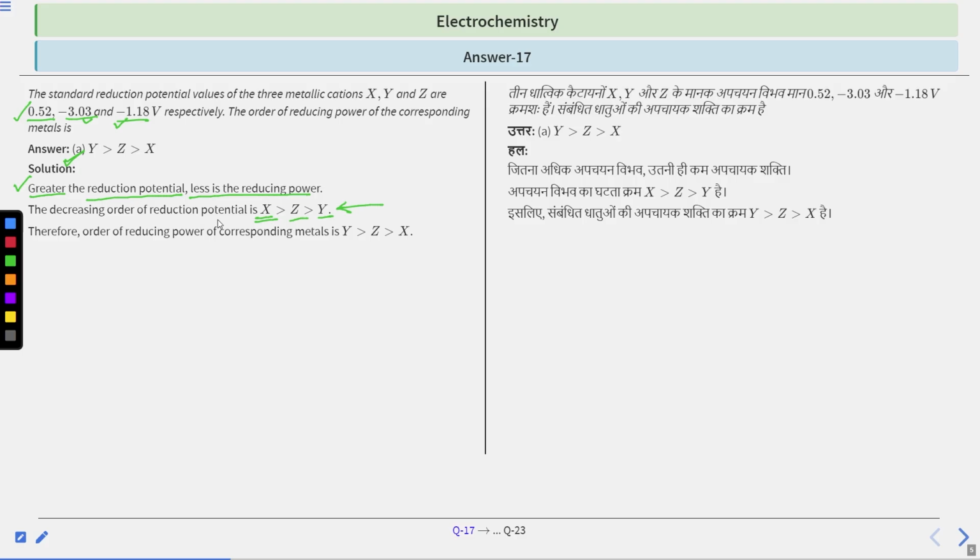That means if you have to arrange the reducing power of these, we can arrange it like Y having the most reducing power, then Z, and then X. That is the opposite of this order. So the order of reducing power of the corresponding metals is this, and thus option A is the correct answer.